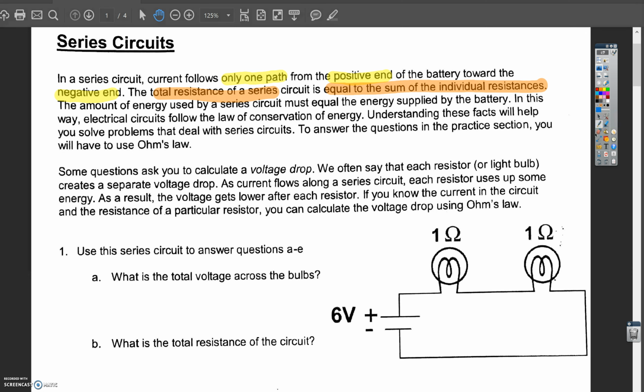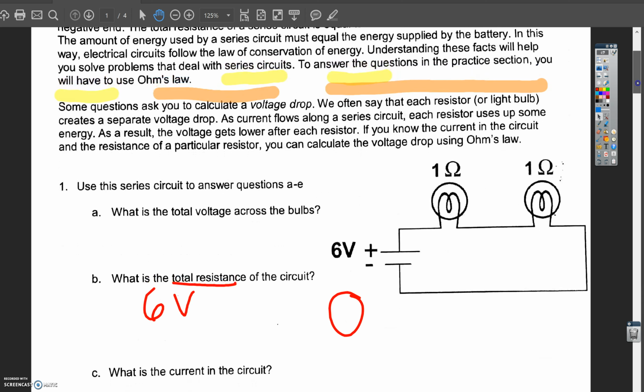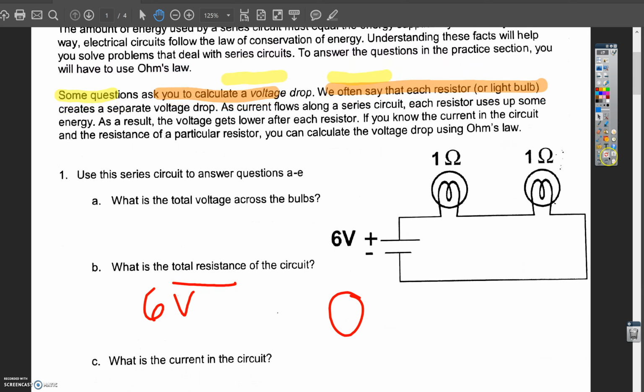So let's start with the first problem. What is the total voltage across the bulbs? So here I only see 6V and no other voltages. So that's my total, 6V. If there was two of those, then I would add those two. That's all you have to do for totals. So this is 6V. What is the total resistance?